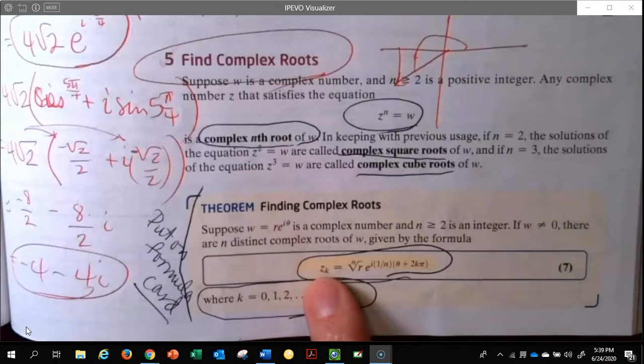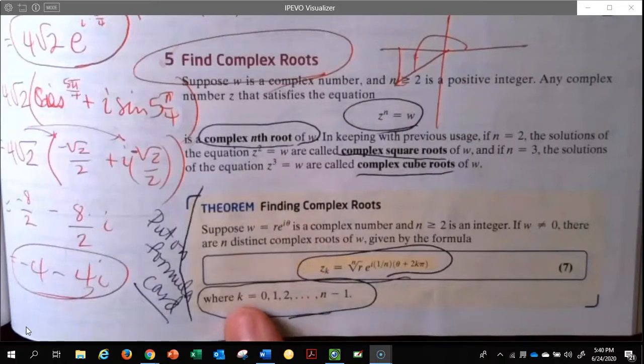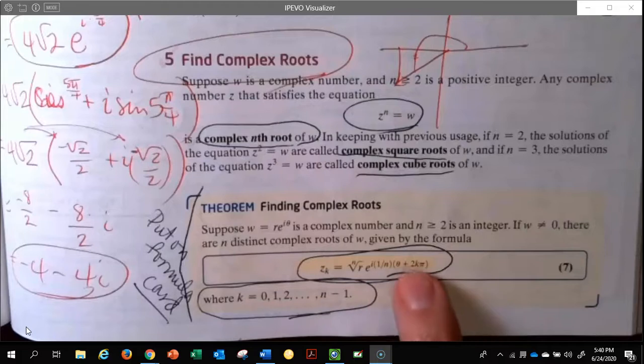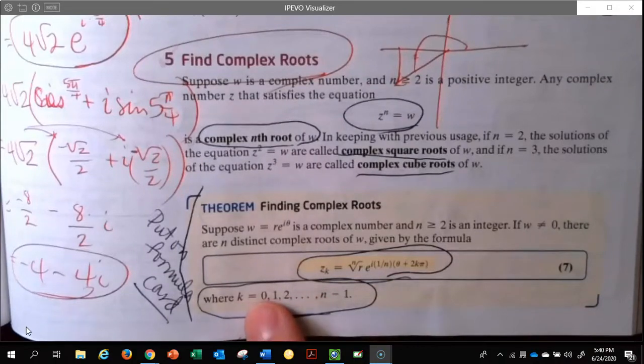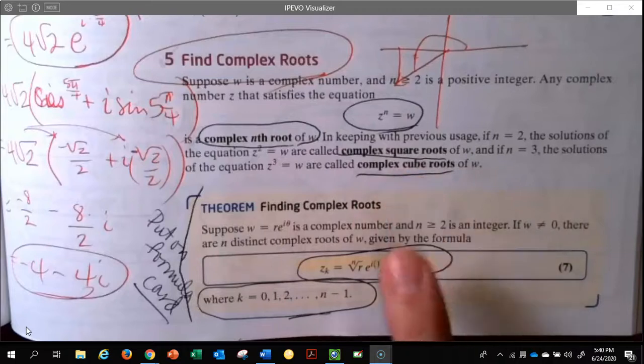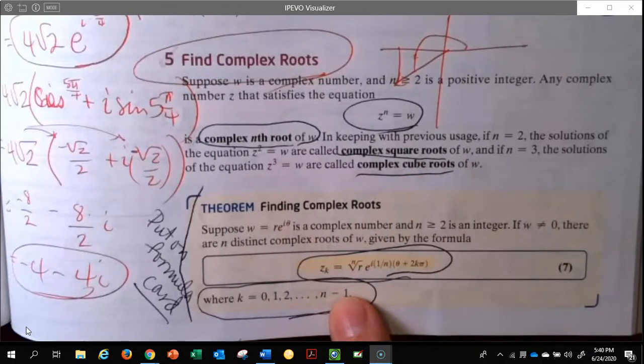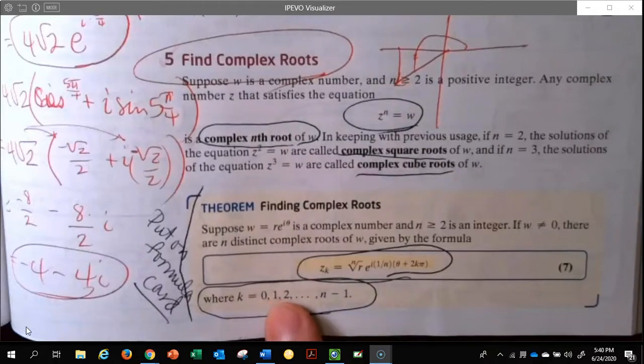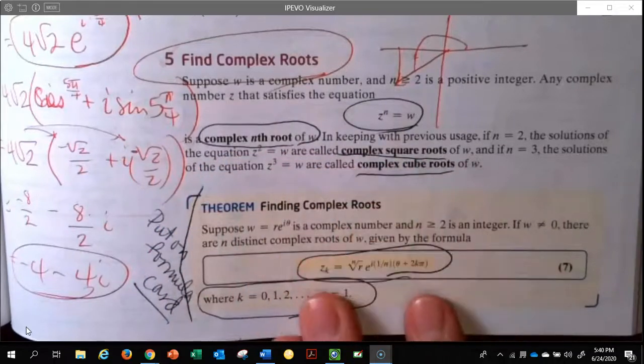So it says z sub k, but then also notice we're going to do our k thing again. Notice right here, 2k pi. We're going to have to run this for when k is 0, not any negatives, but when k is 1, k is 2, and actually all the way to n minus 1. So if we're going to cube roots, cube is a 3, 3 minus 1, we would stop at 2. We would run k for 0, k for 1, and k for 2, and we would be done. Make sure you write this down.